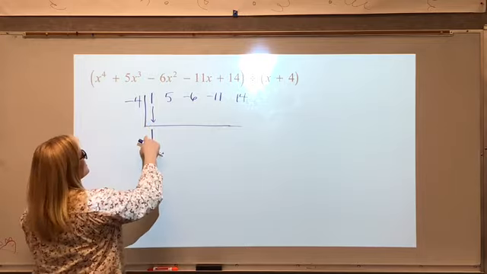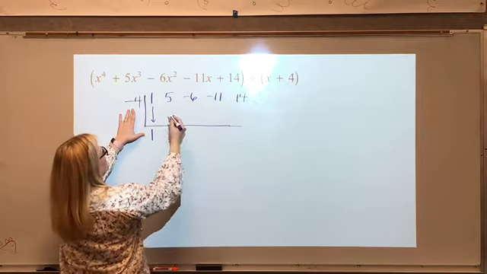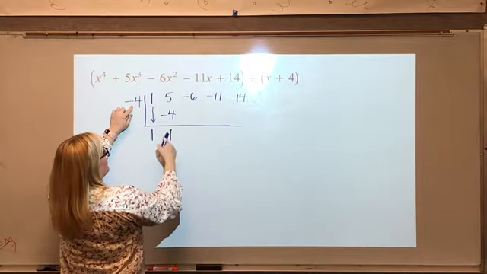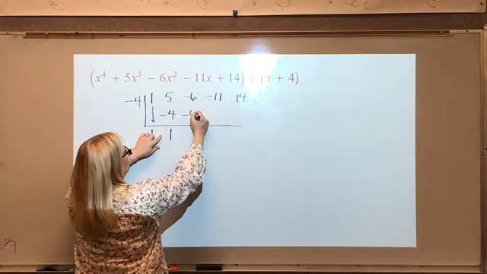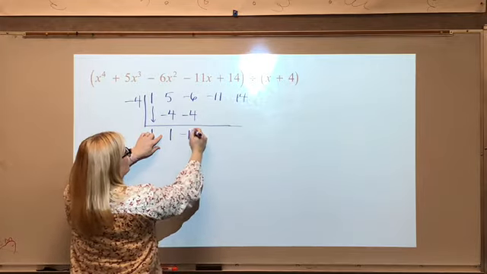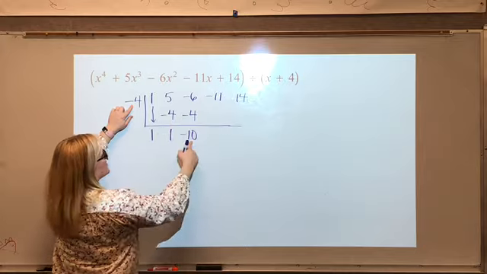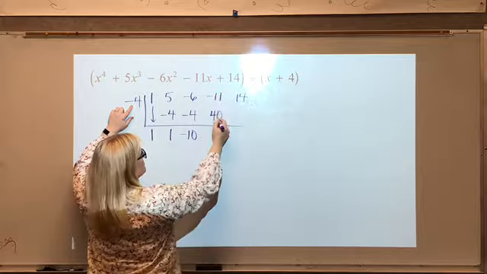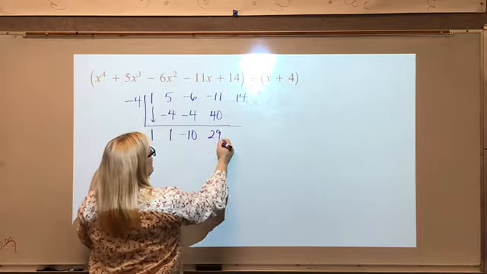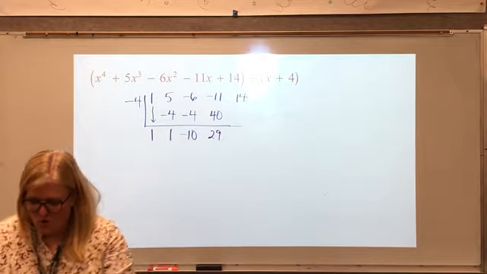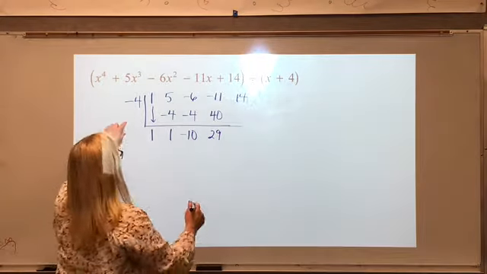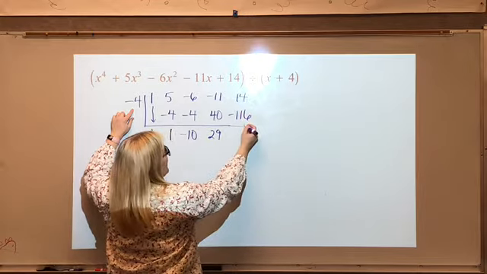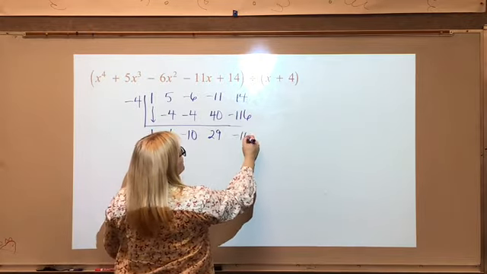I know that's really dumb, but I don't know, somebody made it up last year. So negative 4 times 1, so I'm multiplying. This is negative 4, then I add these. Now negative 4 times 1, negative 4, I add these, which gives me negative 10. Negative 4 times negative 10 is 40. I add these, that gives me 29. And then negative 4 times 29 is negative 116. And then I add these and I get negative 102.